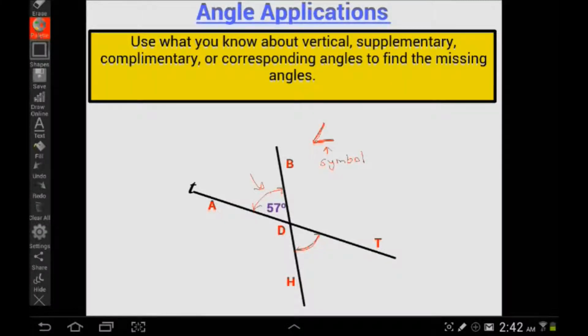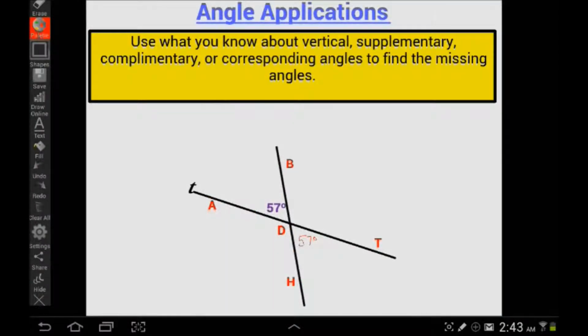And then we denote the angle by using the three letters that make up the angle. The middle letter, D, has to be the vertex. So what we're going to do is write this as angle ADB. So angle ADB equals 57 degrees. And then the angle that's vertical from it, this angle right here, we can call that angle HD. And what we know about vertical angles is that they're equal. So this is also going to be 57 degrees. So that's 57 right there.